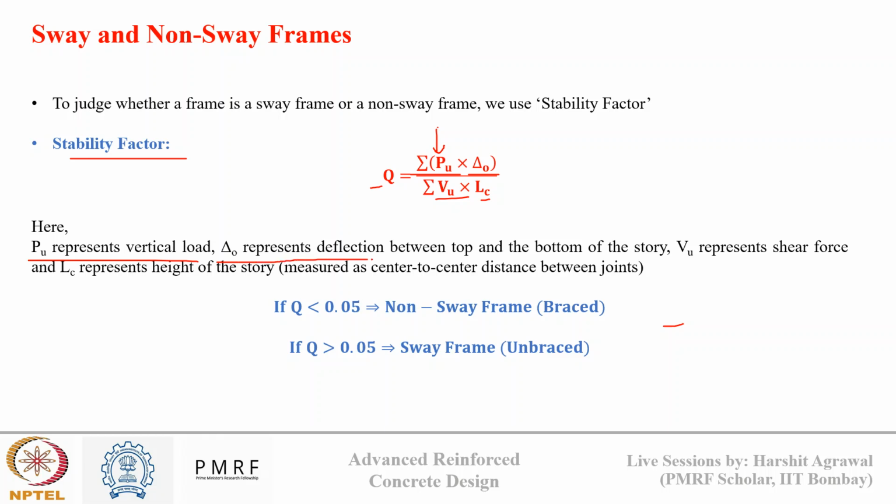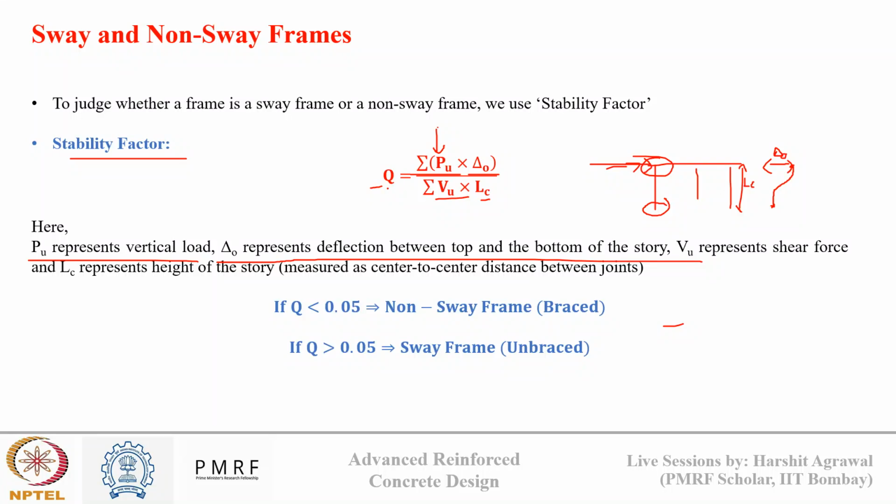Delta naught represents the deflection between the top and the bottom of the story. Suppose this is my story, one story. What is the deflection that is happening here relative to this? That represents my delta naught. Upon action of lateral load, suppose the story bends like this. This is my delta naught, the displacement between the bottom node and the top node. Vu represents the shear force that is acting on the frame, and Lc represents the height of the story. This complete height of the story is known as Lc.